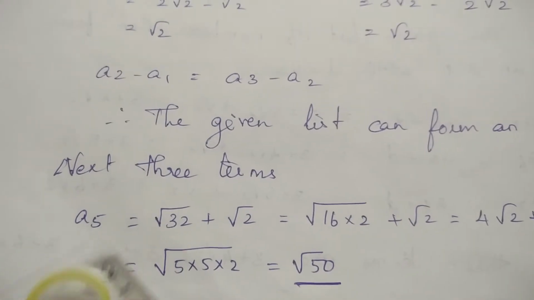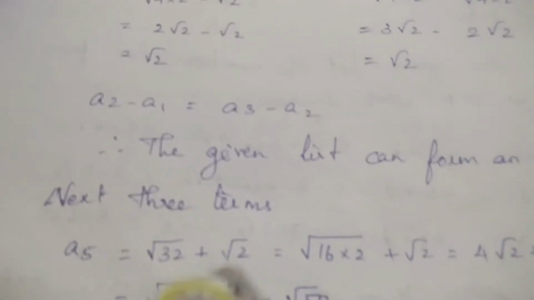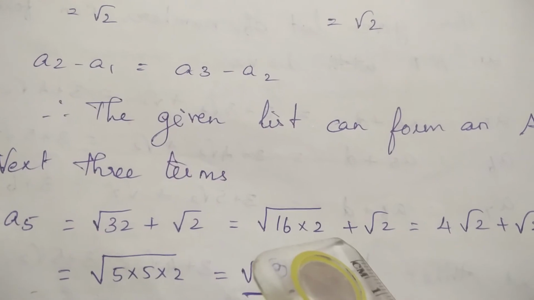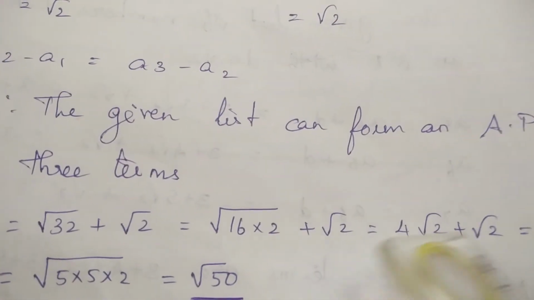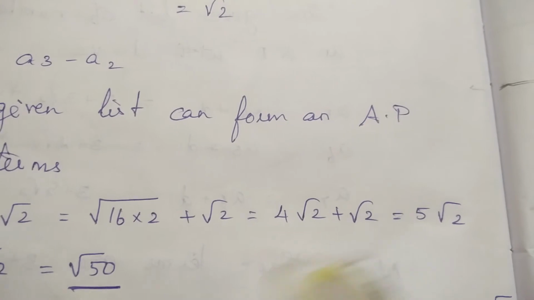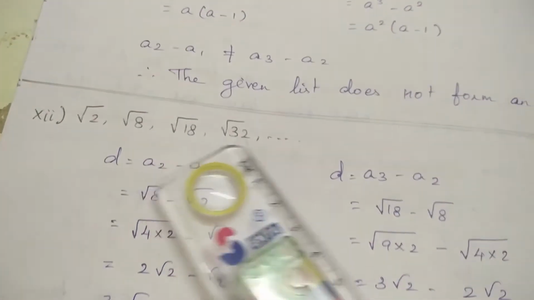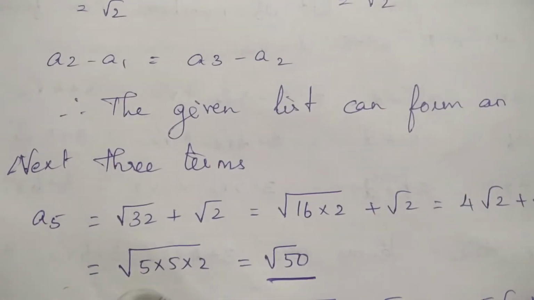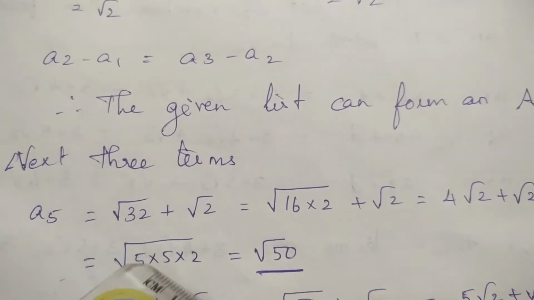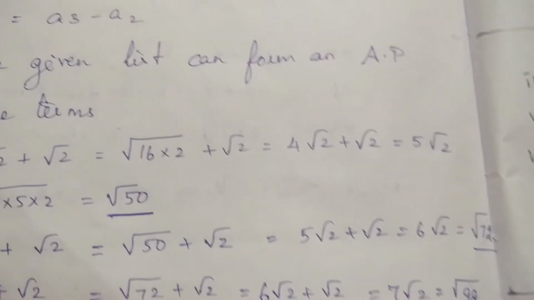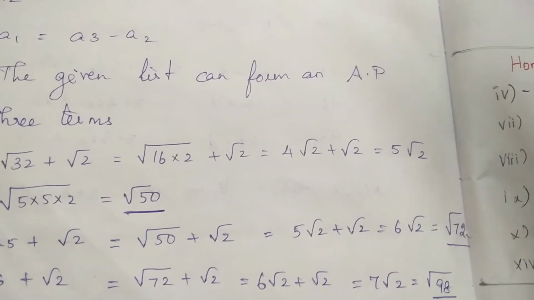Then you have to find A5, which is A4 plus D. A4 is root 32, so root 32 plus root 2. Root 32 can be written as root of 16 into 2, which is 4 root 2, plus root 2. So the answer is 5 root 2. 5 root 2 can be written in the form of a square root, like root 32: the square root of (5 root 2) squared, where the 5 goes inside as 5 into 5 into 2, therefore root 50. Like this you have to find A6 and A7: root 72 and root 98.